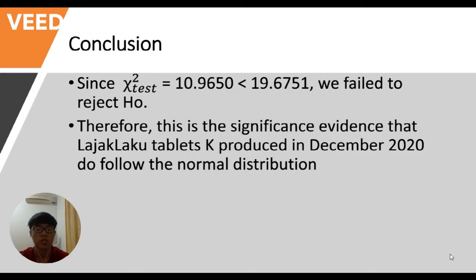So in conclusion, since the chi-square test value is 10.965, which is less than 19.6751, we fail to reject H0. Therefore, there is significant evidence that the Lajak tablets produced in December 2020 follow the normal distribution.